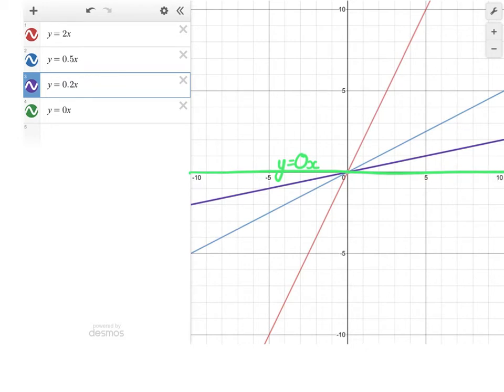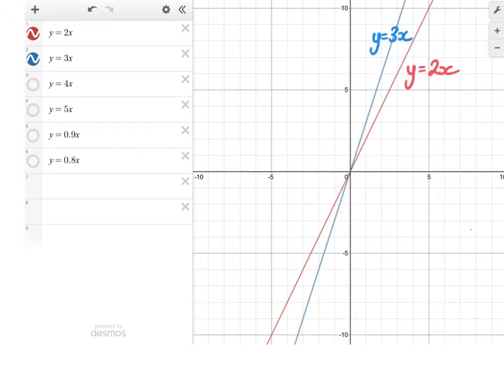Now, there's a shorter way to write y equals 0x. If you don't have any x's, you don't have anything. So the shortest way to write y equals 0x is just to write y equals 0. And it's actually flat along the x-axis. So to summarise what we've learnt so far, if we've got an equation y equals 2x, then the gradient of this line is 2. And if we've got an equation y equals 3x, then the gradient of this line is 3.